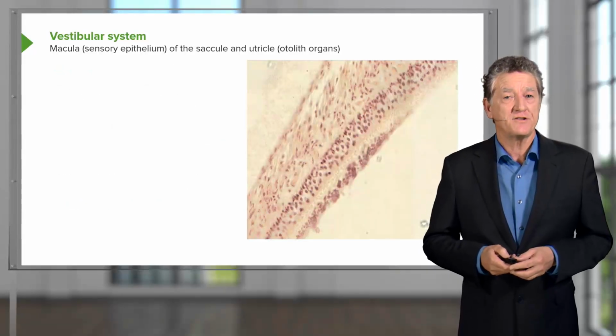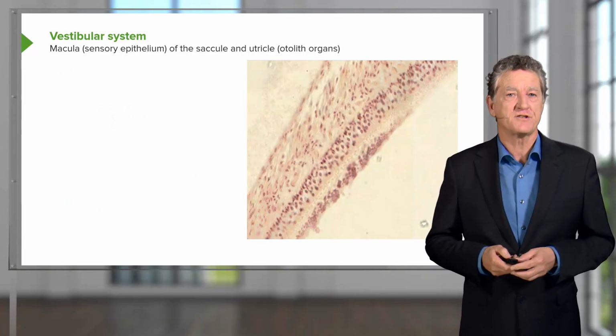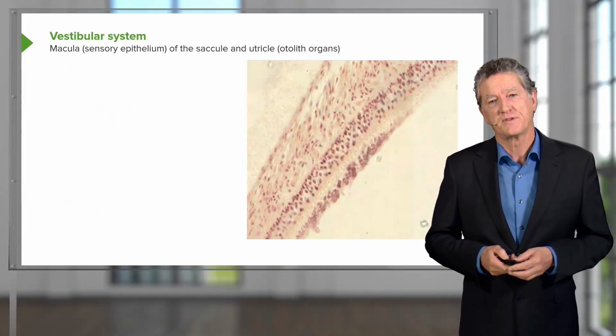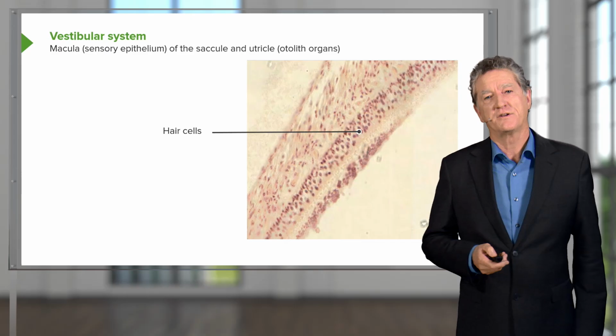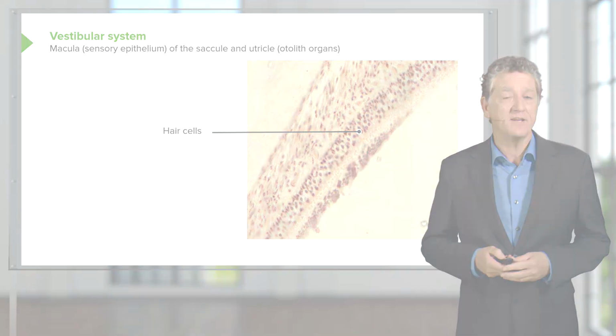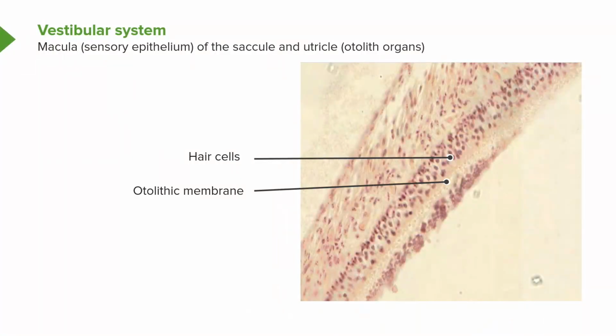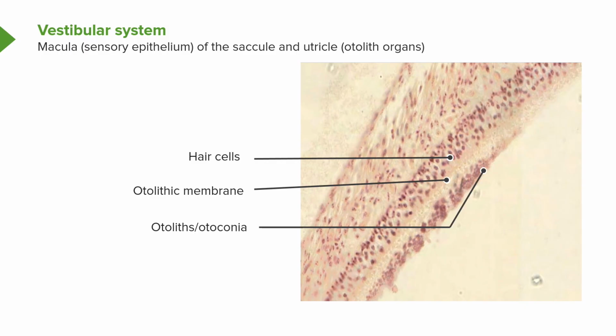Here's a high magnification picture taken through the macula. You can see in the image the hair cells, and they're supporting the otolithic membrane, and embedded in that membrane are these very small calcium carbonate structures, the otoliths, and the membrane moves, and therefore that stimulates the hair cells.